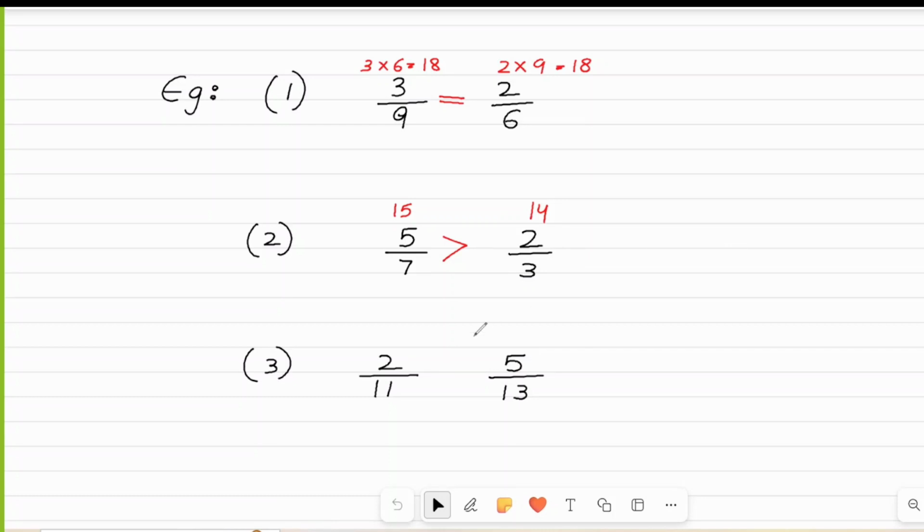In the third case, we will find out the product again, that is, 11 will be multiplied with 5, that is 55. 13 will be multiplied with 2, that is 26. Here we can see the right hand side product is greater than the left hand side. That means 5 by 13 is greater than 2 by 11.